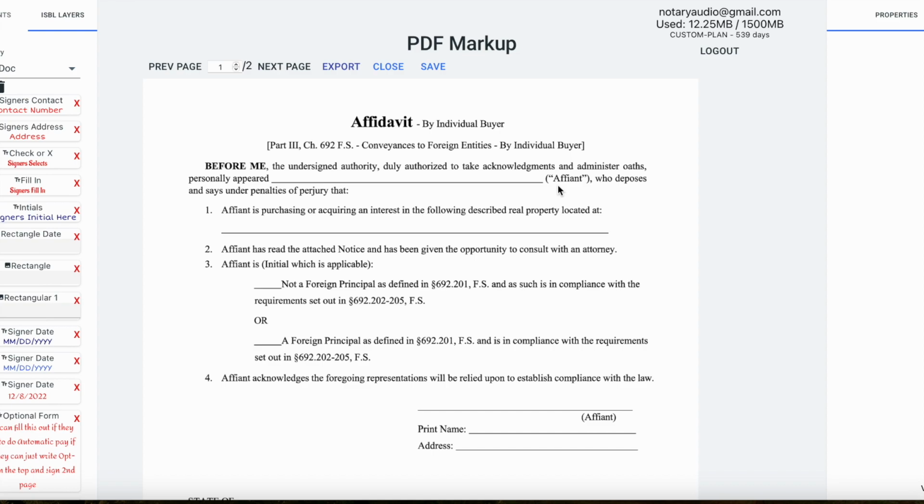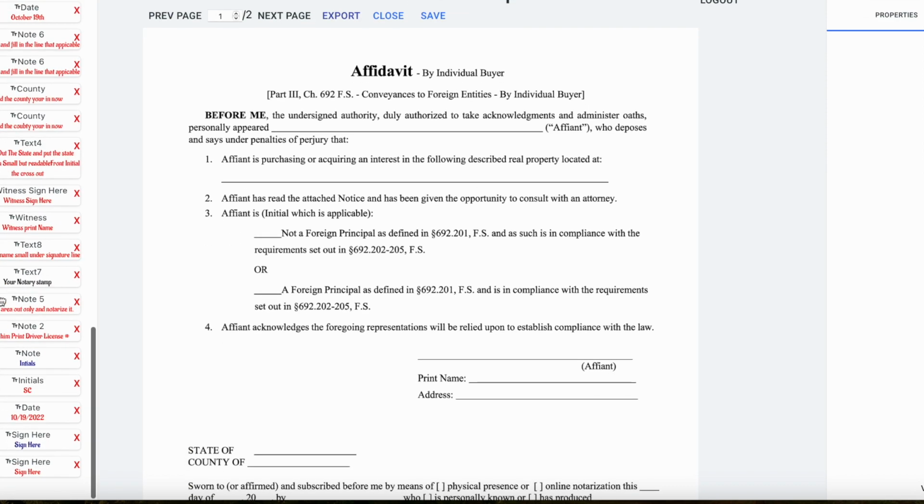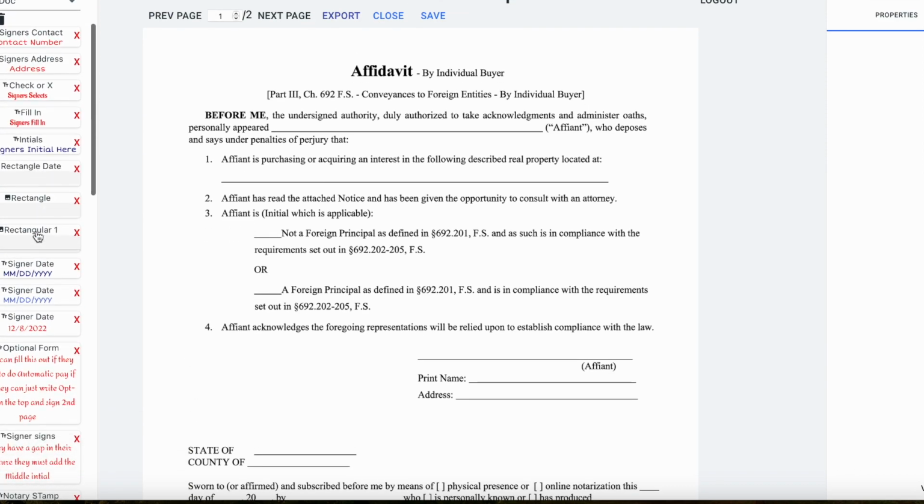Before me, the undersigned authority duly authorized to take acknowledgement and administer the oath personally appeared blank, affiant. So basically, you're going to put the affiant's name there. The affiant is the name of the individual representing the entity buyer or the individual buyer. If the person purchasing this property is a business, you're going to put the business name. If the person is an individual, John Doe, you're going to put John Doe on this blank line.